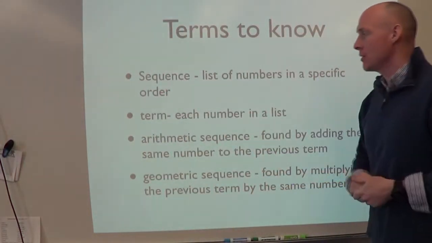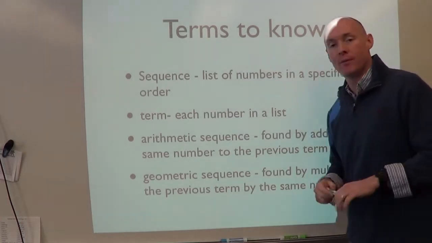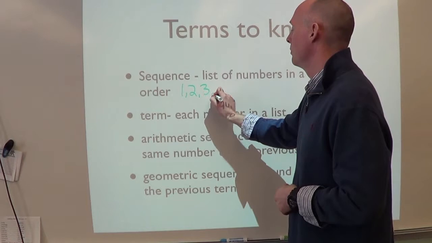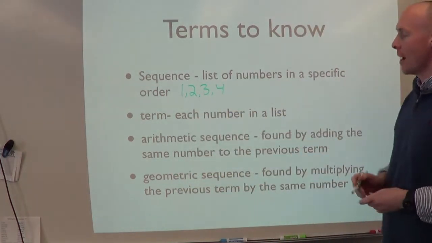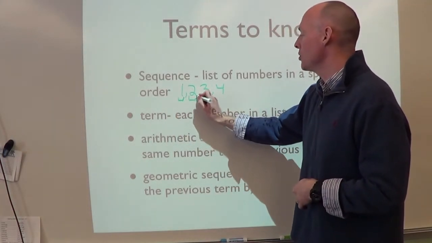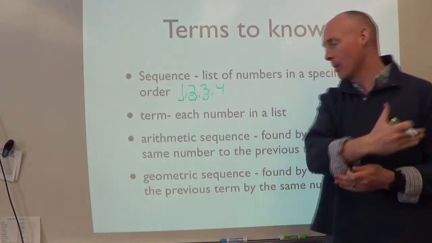First one is a sequence. A sequence is simply a list of numbers in a specific order. For example, 1, 2, 3, 4. That's a sequence. A term is each number in the list. So 1 is a term, 2 is a term, 3 is a term. It's just the individual numbers in that sequence.